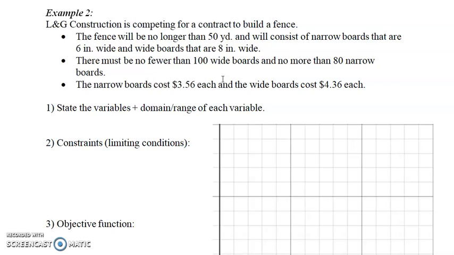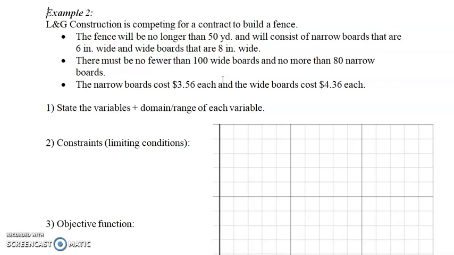And what we're going to do is look at this word problem, and it has to do with construction. We're looking at narrow and wide boards for construction fees. So L&G Construction is competing for a contract to build a fence. The fence will be no longer than 50 yards.